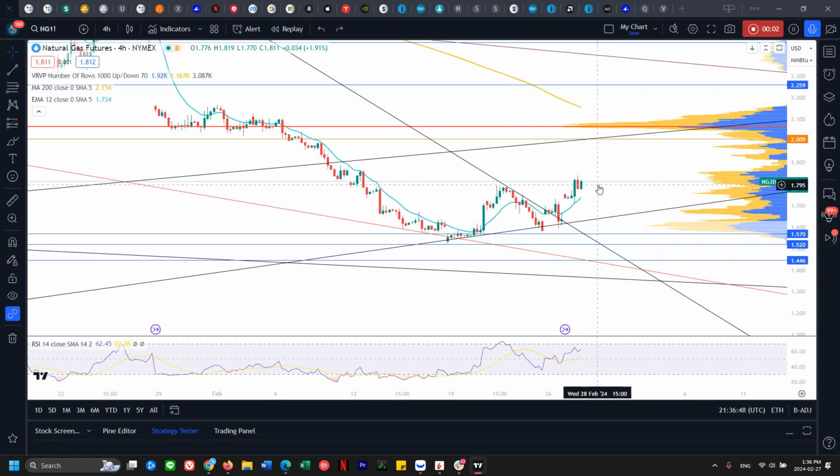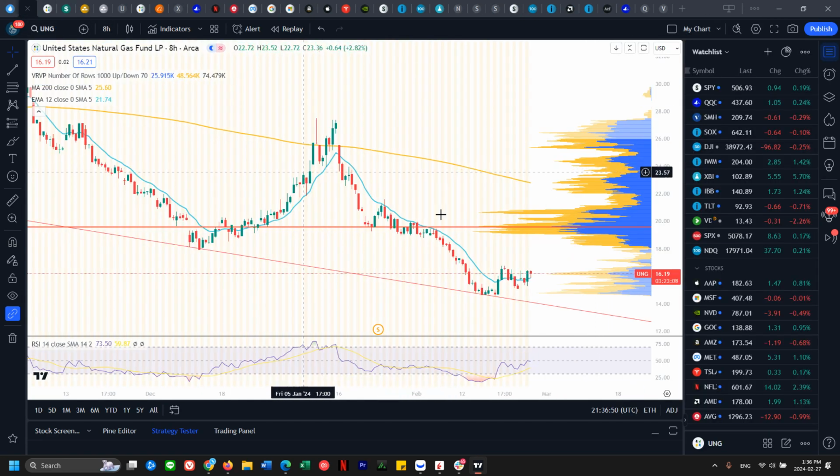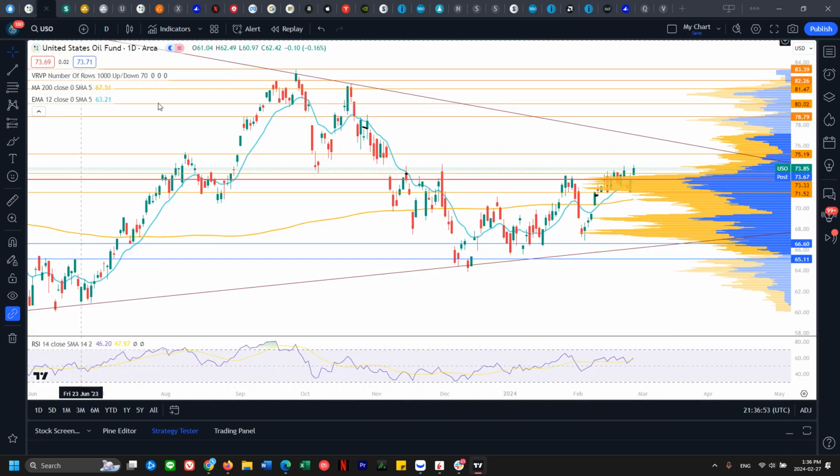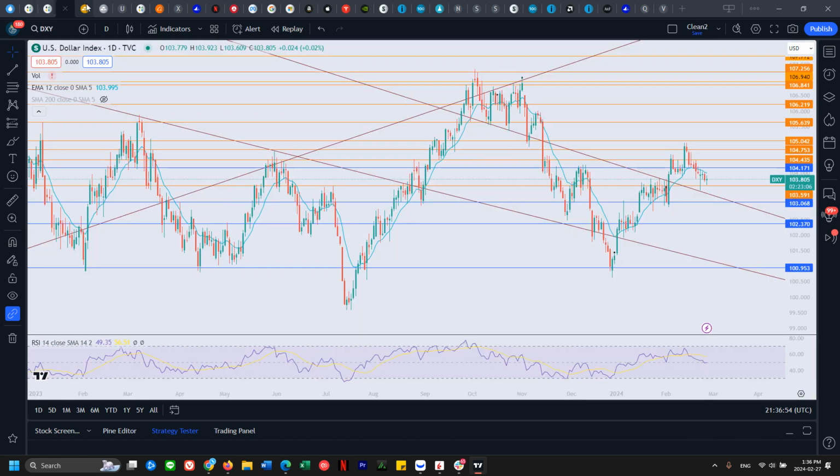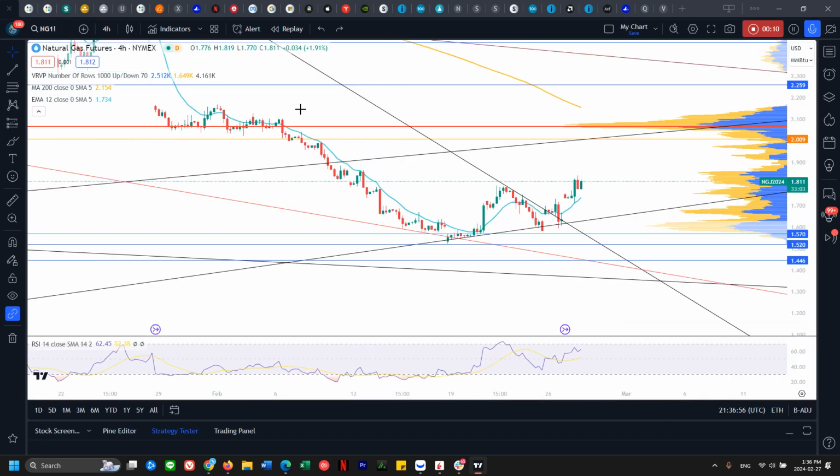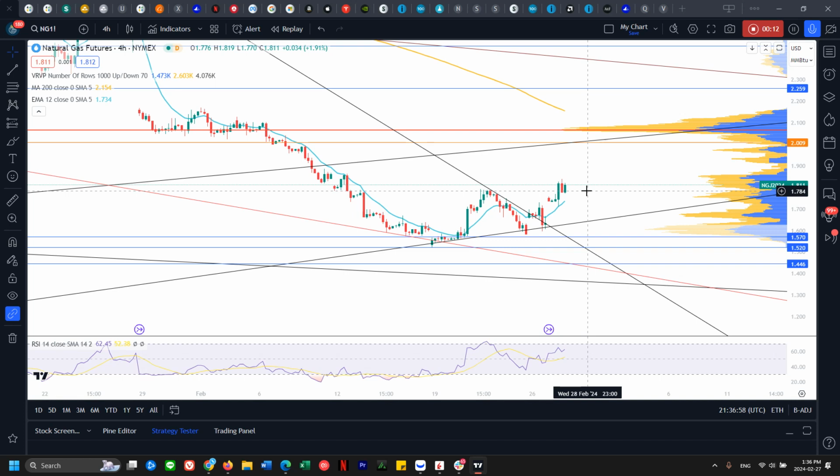This is where we do analysis on natural gas. Tradable ticker for natural gas, UNG, as well as oil, the US dollar, gold, and silver. So we'll be looking at their support and resistance levels, as well as the most likely scenario price we'll be heading into later this week.